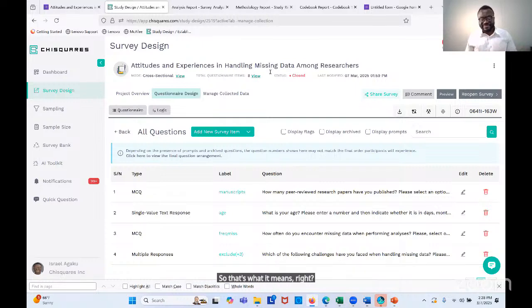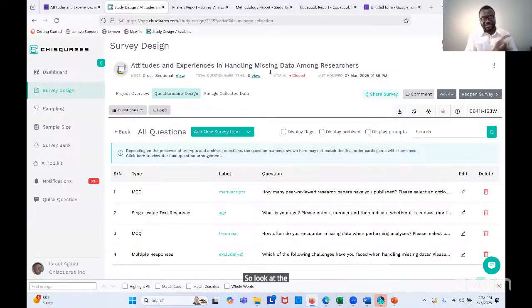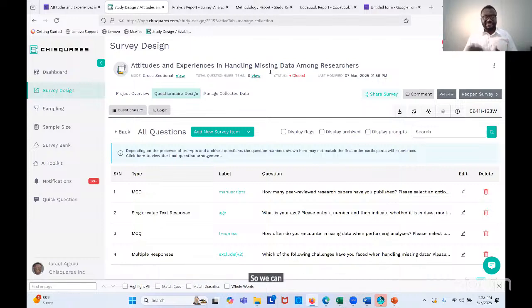So the sensitivity analysis is not only when you get the results. The sensitivity analysis is also in the sample size calculation. So look at the sample size under different assumptions. Because at the end of the day, like we always say, all sample sizes are wrong, right? It's just about how do we optimize for the likelihood of accuracy. So we can only do that if we test under different assumptions and see what makes the most sense in our current context.